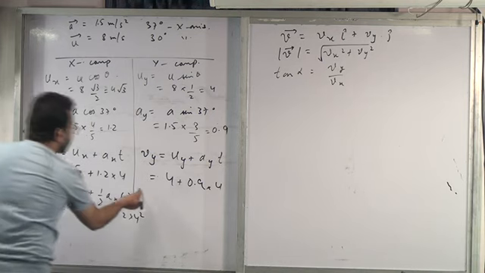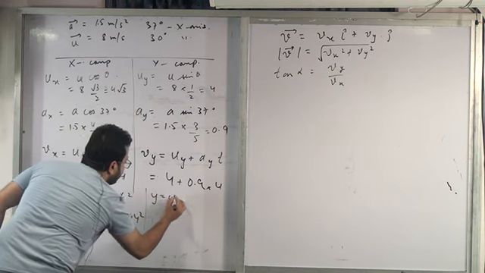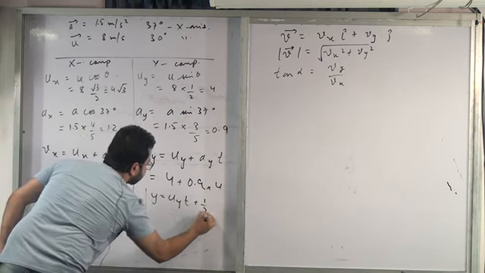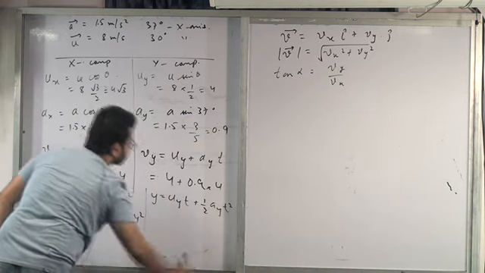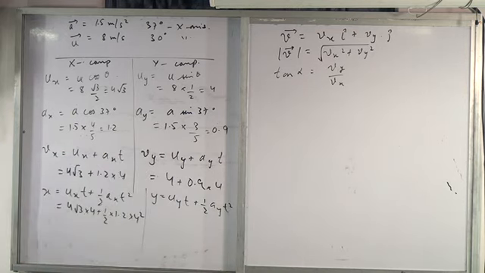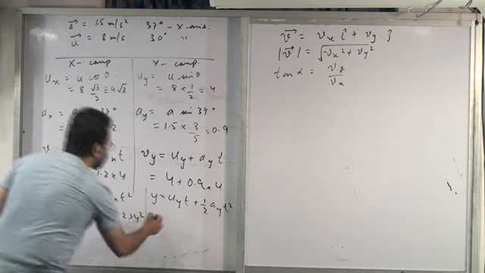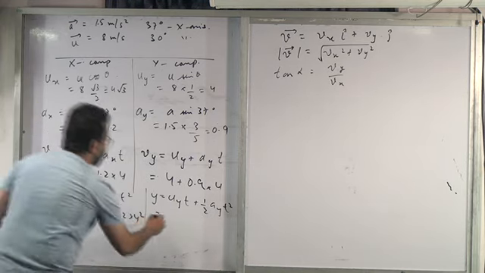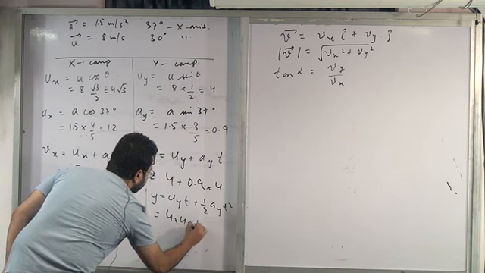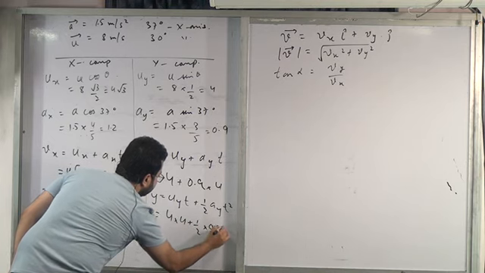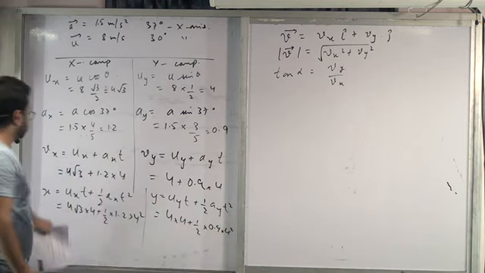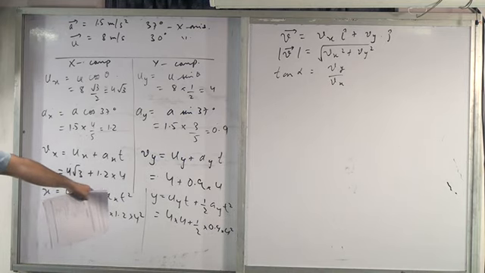How do I find y? y will be uyt plus half ay into t square. Is that clear? So this will be equal to how much? uy is 4, then 4 into 4 plus half into 0.9 into 4 square. Alright, so I know the x coordinate and I also know the y coordinate.